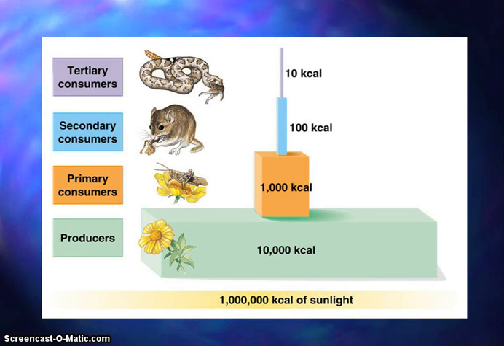Okay. Again, this is showing you the energy and how it decreases. It's called an energy pyramid. And the different trophic levels are listed here. And again, this one has 4 trophic levels.